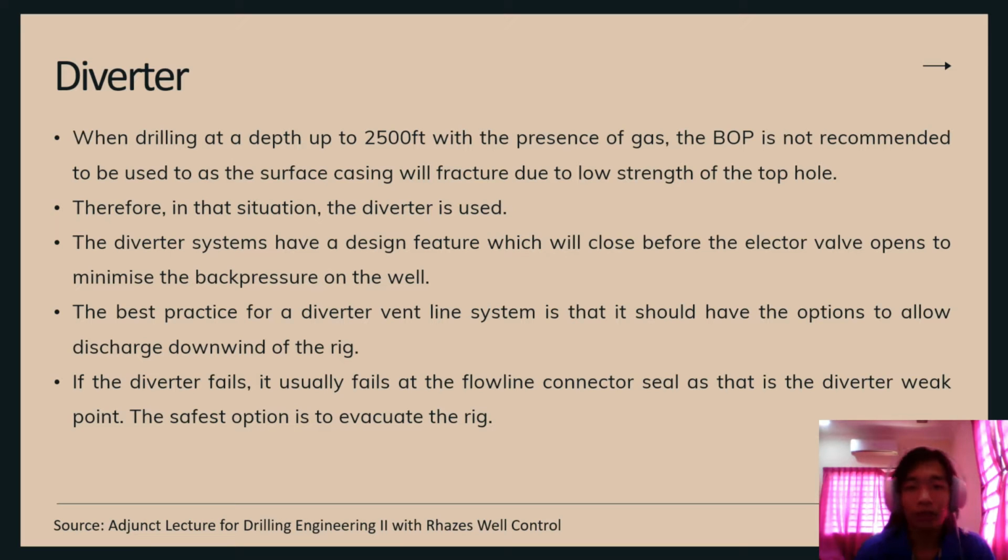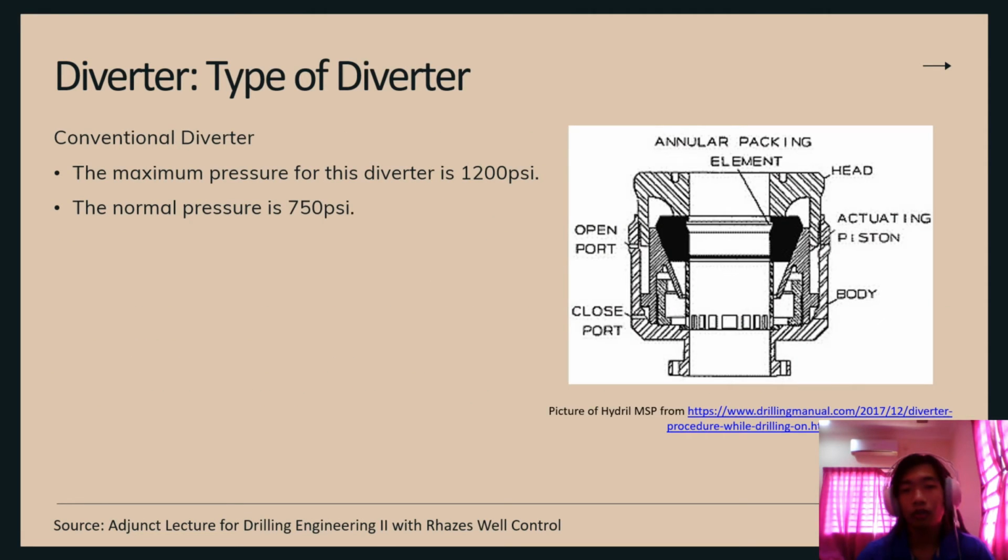So if the diverter fails, it usually fails at the flow line connector seal. This is because that is the weak point of the diverter. If the diverter fails, the safest option is to evacuate the rig. So moving on is the types of diverters.